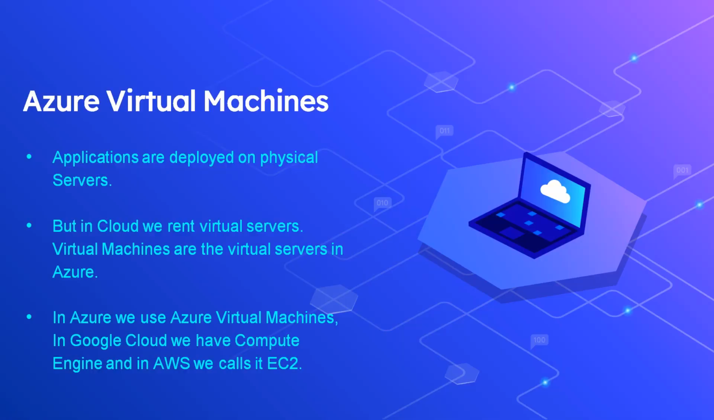In corporate data centers, applications are deployed to physical servers. But in the cloud, we would rent virtual servers. Virtual machines are the virtual servers in Azure. Now, the question arises, how do you provision virtual machines? The service you would make use of is Azure Virtual Machines. Google calls it Compute Engine. AWS calls it EC2 or Elastic Compute Cloud. But Azure keeps it very simple. To provision virtual machine in Azure, you make use of Azure Virtual Machines.